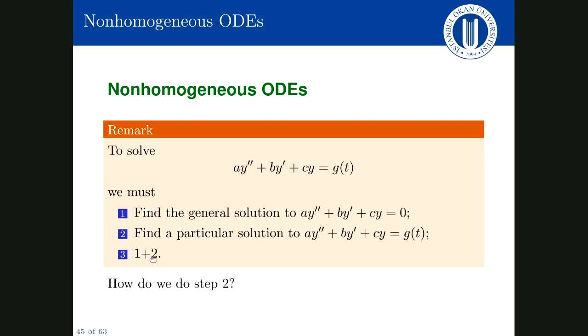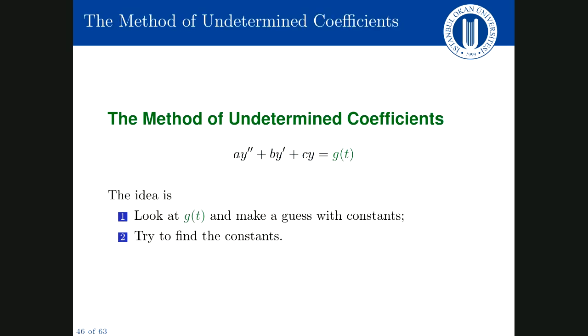How do we do step 2? We've studied 2 methods to do step 2. The first method was the method of undetermined coefficients. The idea in this method is we look at the function g of t and we make a guess, which includes constants. And then we need to try to find the constants. If we can find the constants, then we have our particular solution.